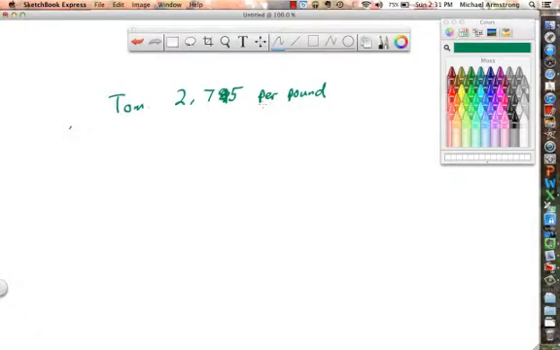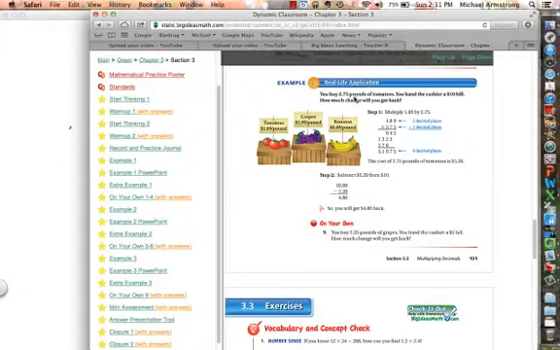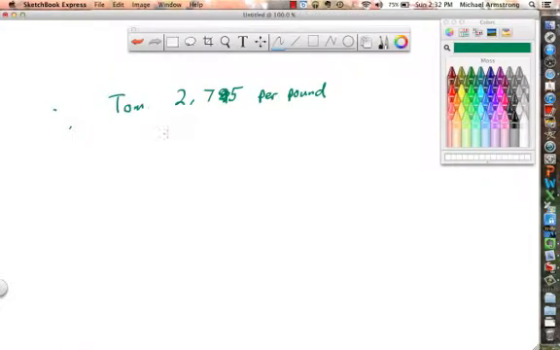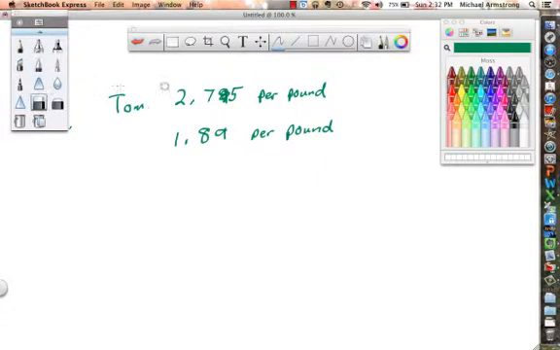Is it per pound, or did we get 275 pounds? Yeah, we got 2.75 pounds of tomatoes, and it's really $1.89 per pound. So I spent all this time worrying about that, and it wasn't even per pound. We're going to just go ahead and fix this up. There we go.